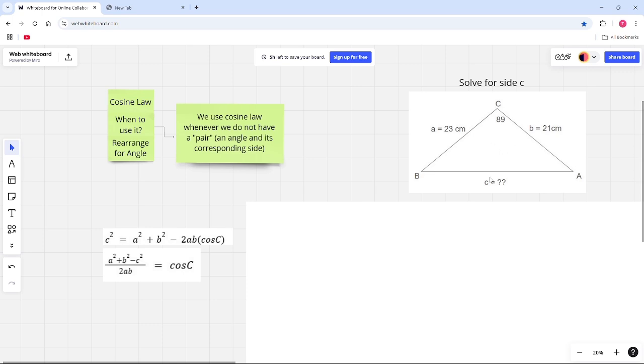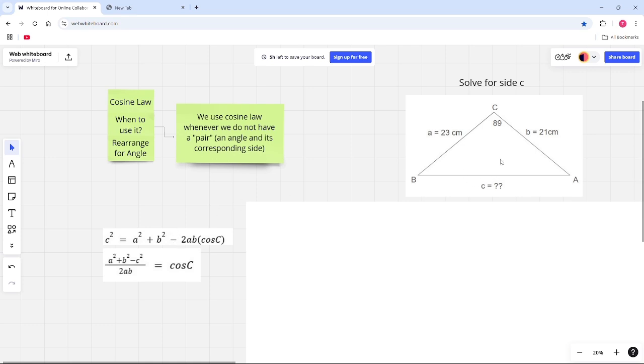Let's take this triangle, for example, over here. We do know angle C, which is 89 degrees. However, we do not know its corresponding side, which is the missing variable we are trying to solve for. We do not know angle B, however, we know its corresponding side to be 21 centimeters. And we do not know angle A, however, we do know its corresponding side, which is 23 centimeters. So as you can see here, we do not have a pair.